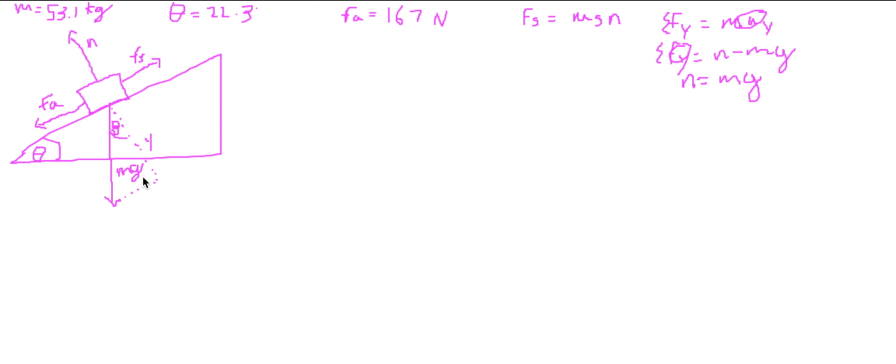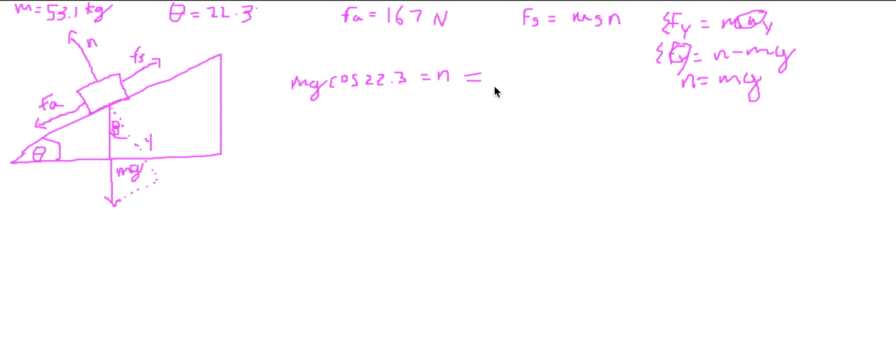And how can we do that? Well, we can take mass times gravity times the cosine of this angle, which is 22.3, and that will give us our value for N. We're taking the cosine because we need to find the y component here, and it is adjacent over hypotenuse, and the hypotenuse is mass times gravity. So mg cosine of 22.3 will equal N.